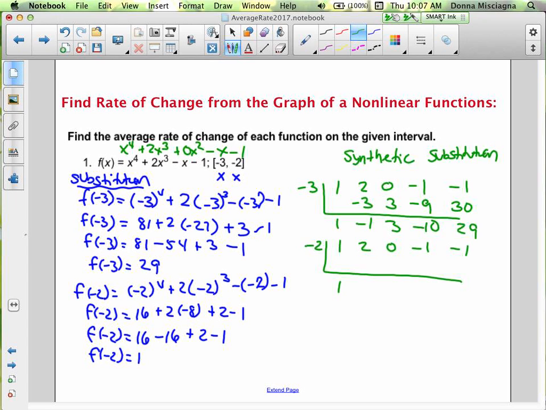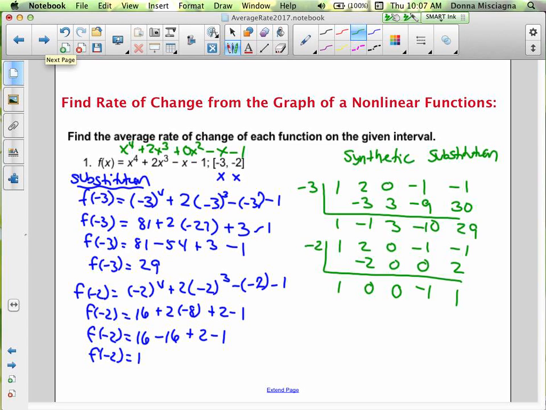So we bring down the 1. 1 times negative 2 is negative 2. Add, we get 0. 0 times negative 2 is 0. Add, we get 0. 0 times negative 2 is 0. Add, we get negative 1. Negative 1 times negative 2 is 2. Add, we get 1. So you notice we got the very same answers.